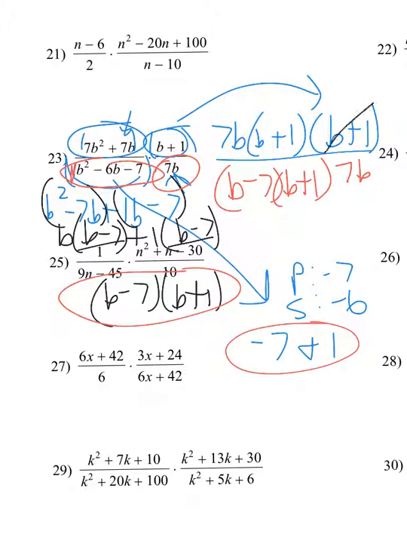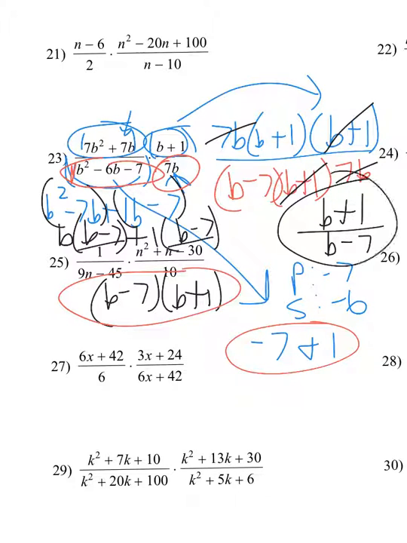Now what cancels? Well, one of the b plus 1's will cancel, top and bottom. This 7b monomial factor will cancel with that 7b. So I'm left with b plus 1 all over b minus 7. And that's your answer. You can't cancel the b's there because remember, these are like binomials. Now, you don't have to keep the parentheses on there, but that's what it really means.